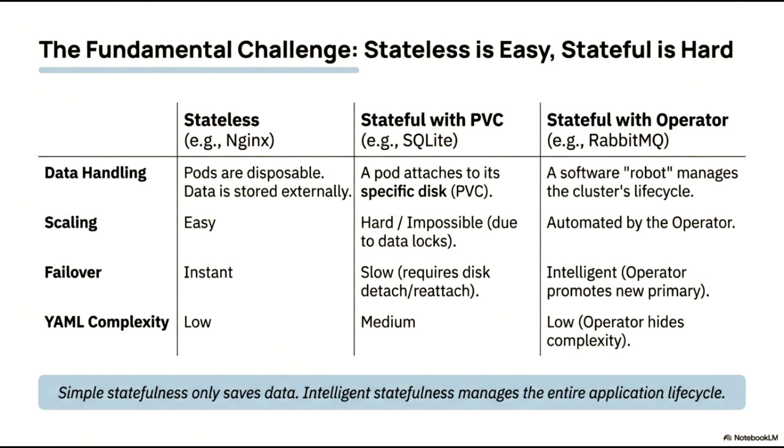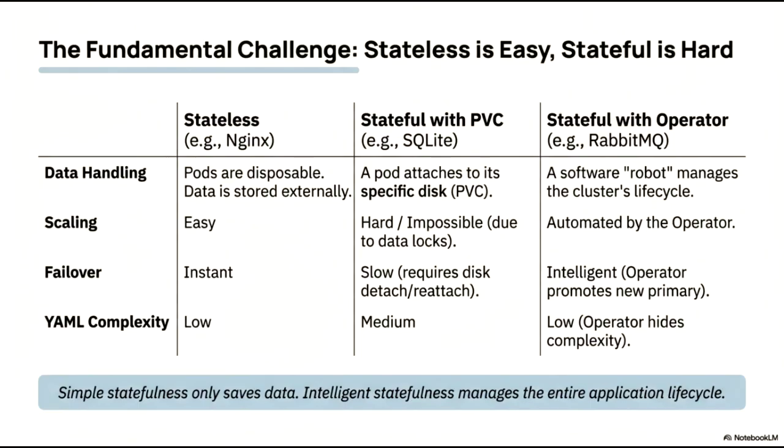The fundamental challenge in modern infrastructure is that while stateless applications are easy to manage, stateful ones are inherently difficult. To understand why, we can compare 3 distinct architectural patterns across key operational metrics. First, consider a stateless application, such as an Nginx web server. In this model, pods are entirely disposable because data is stored externally. This architecture allows for effortless scaling and near-instant failover. Because the pods lack unique identities or local data dependencies, the YAML configuration remains simple and low complexity.